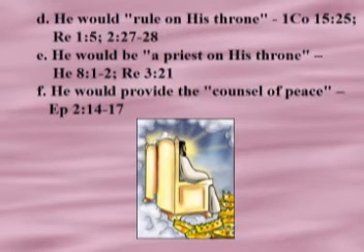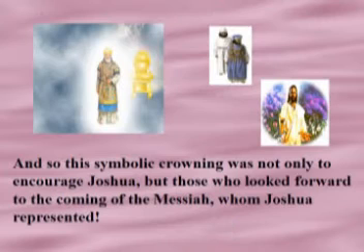2:27-28. E. He would be a priest on his throne, Hebrews 8:1-2, Revelation 3:21. F. He would provide the counsel of peace, Ephesians 2:14-17. And so this symbolic crowning was not only to encourage Joshua, but those who looked forward to the coming of the Messiah, whom Joshua represented.